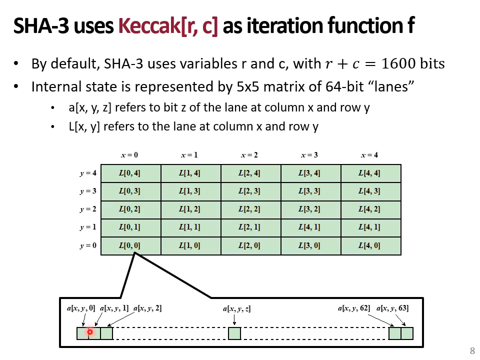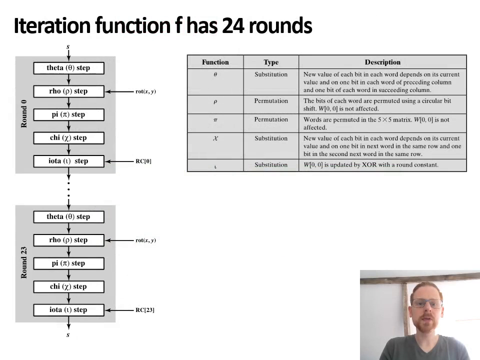The individual bits of each lane are represented by A, x, y, z, where x is the column, y is the row, and z represents the identifier of the bit within the lane. So this goes from 0 up to 63. And this brings us to the iteration function itself. The function f consists of 24 rounds, where each round performs 5 transformations, referred to as theta, rho, pi, chi, and iota.